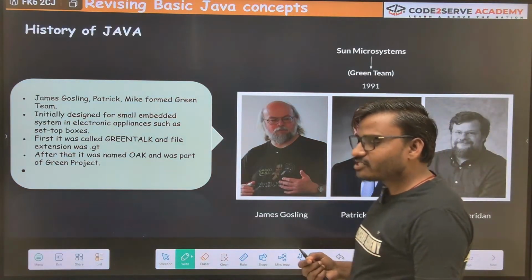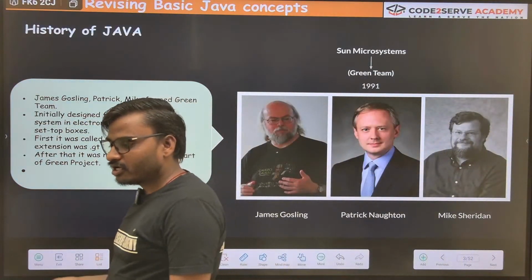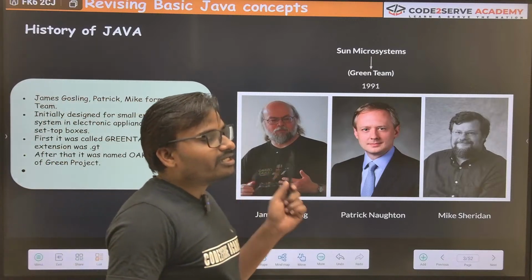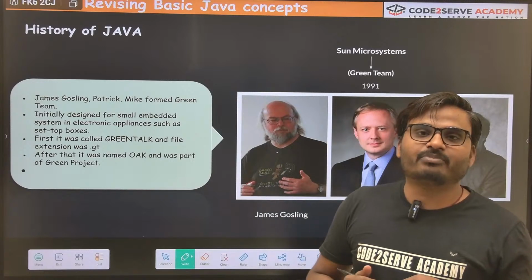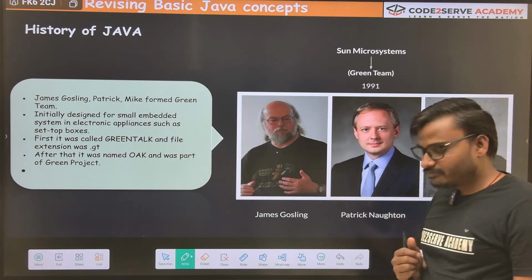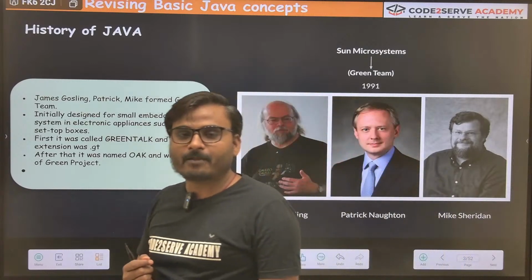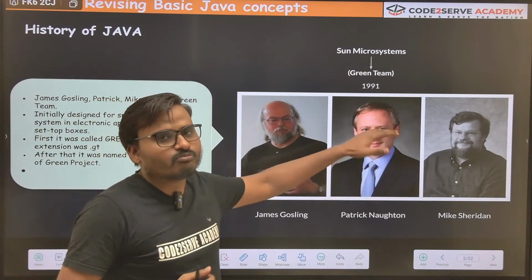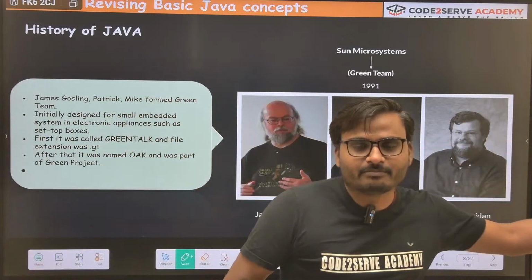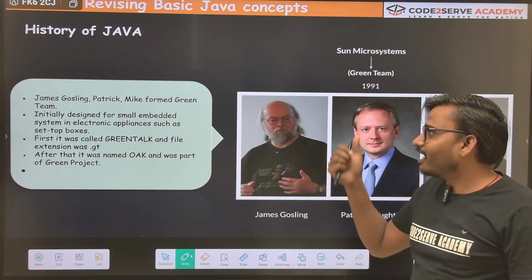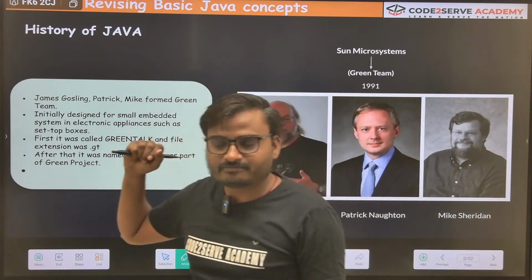Okay, so let's talk about the history. How Java and why Java, right? In 1991, there was a company called Sun Microsystems, and in that company there was a team of three persons, mostly more people would be working in that team, and that team was called the Green Team. I'm talking about 1991.